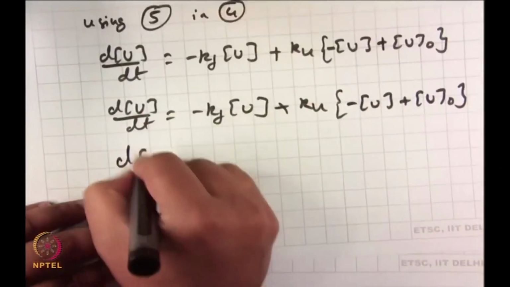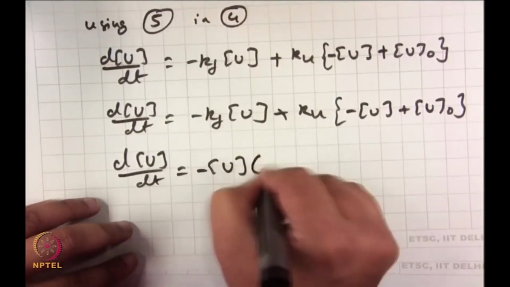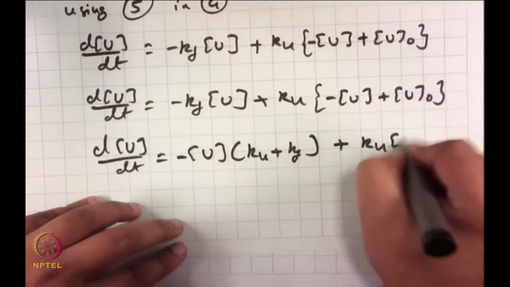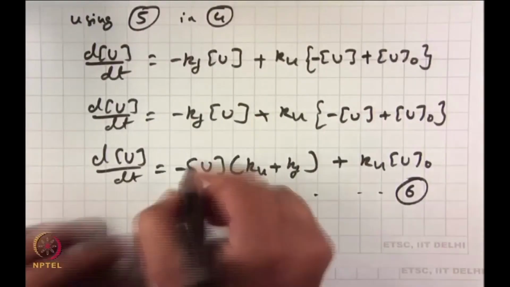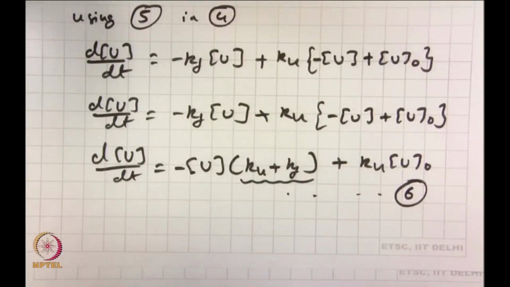So, what I can write now is d of u over d of t is equal to minus k u plus k f times concentration of u plus k u times u naught. So, this is equation number 6, you always make sign mistakes. Okay. Equation number 6. Now, look at one thing, there is a very important thing that has cropped up. The thing that has cropped up is this k u plus k f. This is a parameter which is not one rate constant, but it is the sum of the rate constants you are looking at. Okay, it is the sum of the rate constants you are looking at.